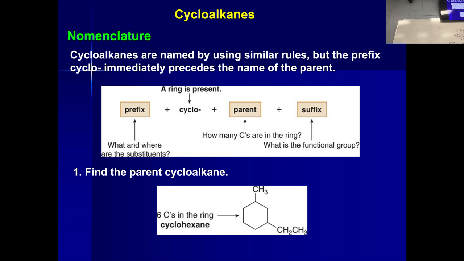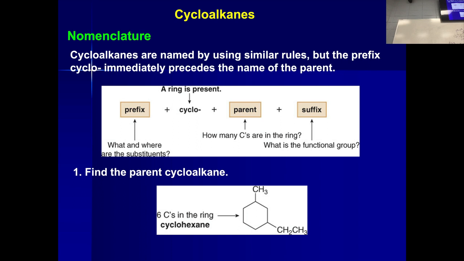Now in this class, you'll immediately know whether it's got to be a cyclo compound or a regular alkane. I'm not going to do the stuff where you have to figure out whether or not the cyclic part is a substituent or not. Okay? We're going to keep it pretty simple. So we've got 6 carbons in the ring, so we've got cyclohexane.